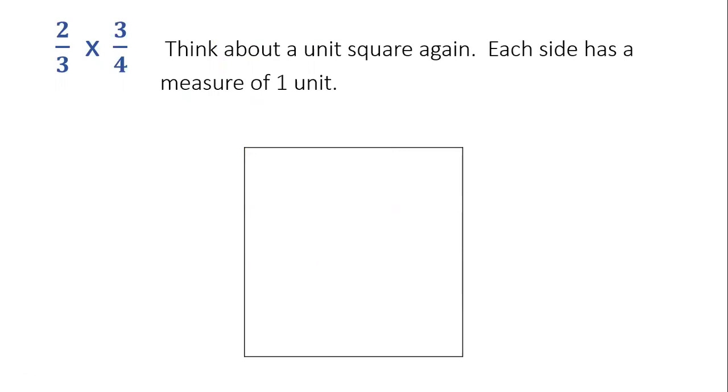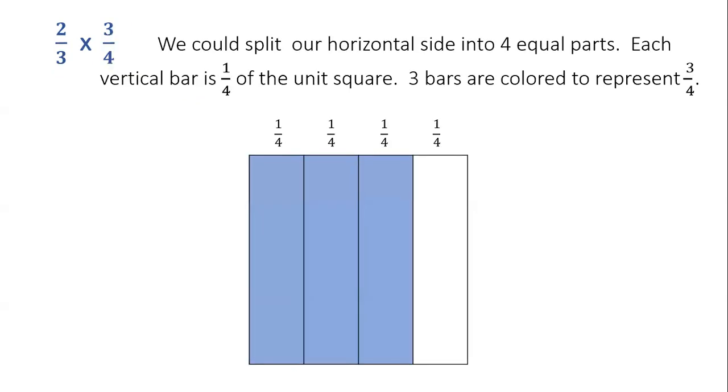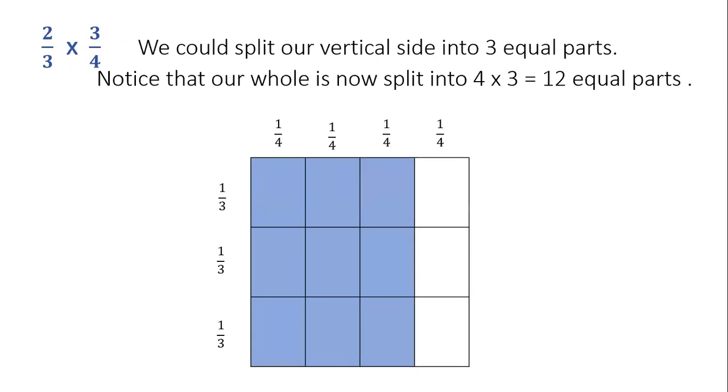Think about a unit square again. Each side has a measure of 1 unit, and we're going to use this to multiply 2/3 times 3/4. We could split our horizontal side into 4 equal parts. Each vertical bar is 1/4 of the unit square. 3 bars are colored to represent 3/4. We could split our vertical side into 3 equal parts. Notice that our whole is now split into 4 times 3, or 12 equal parts.